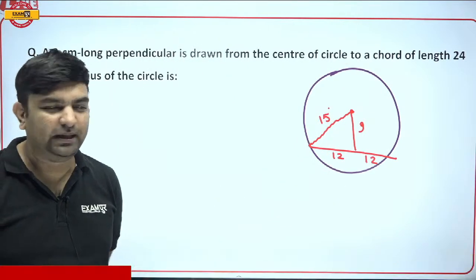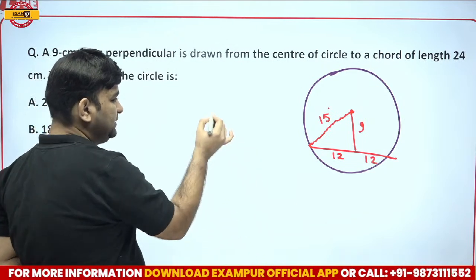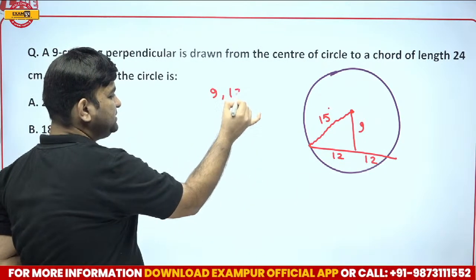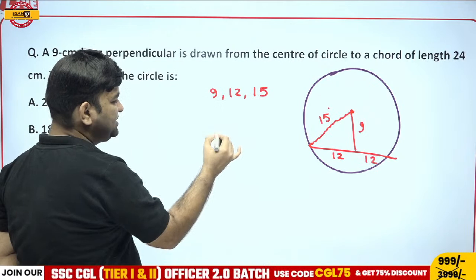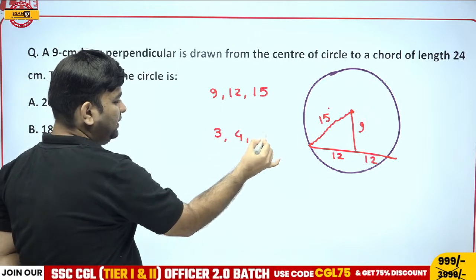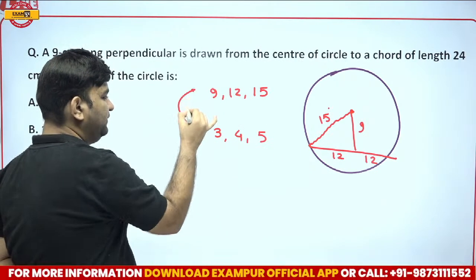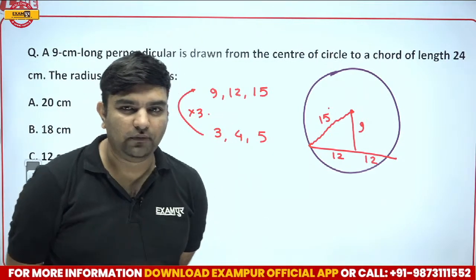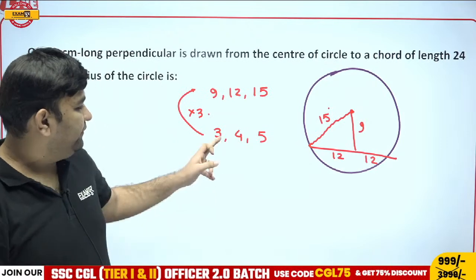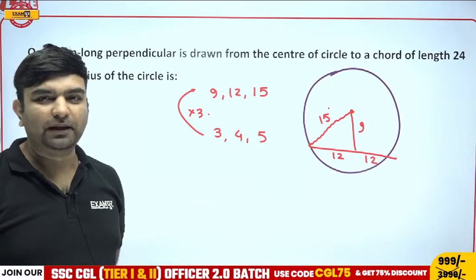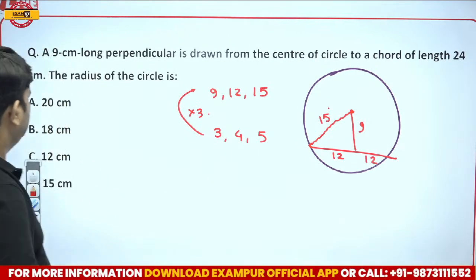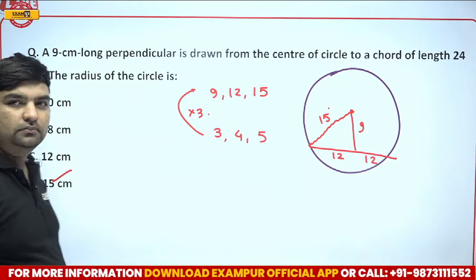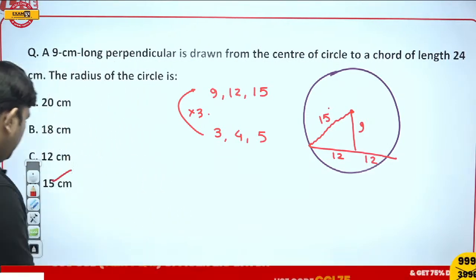9, 12, and 15 is a triplet. How do you remember it? Because it's a version of 3, 4, and 5, in the multiplication of 3. Answer? Let's move on.